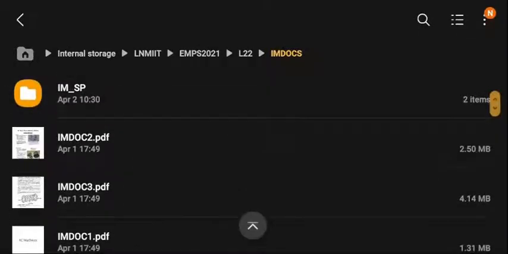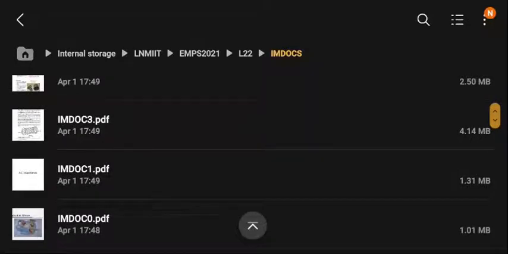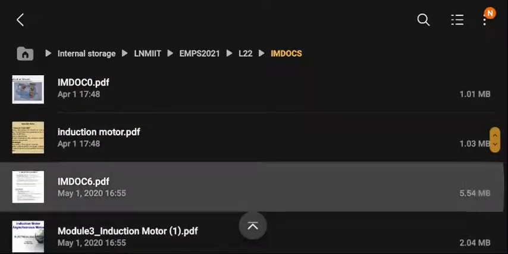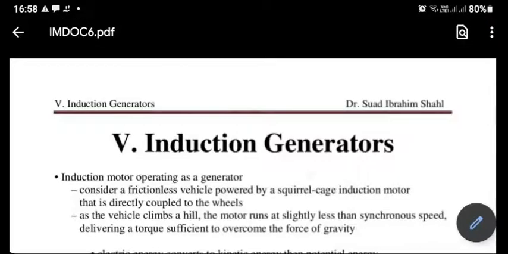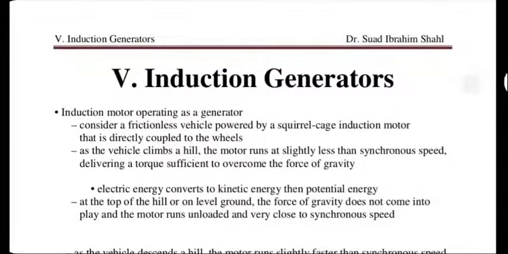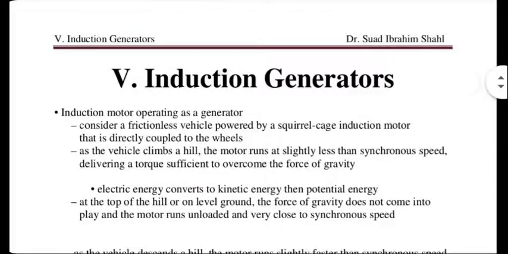Now, another interesting topic is induction generator. I will not do much mathematics, but I'll give you the basics of it. Induction generators, unfortunately, are not that popular as induction motors are. And in case of synchronous machines, it was the synchronous generator which was more popular compared to synchronous motor. In case of induction machines, induction motor is more popular than induction generator. But even then, let's go through induction generator discussion a little bit.